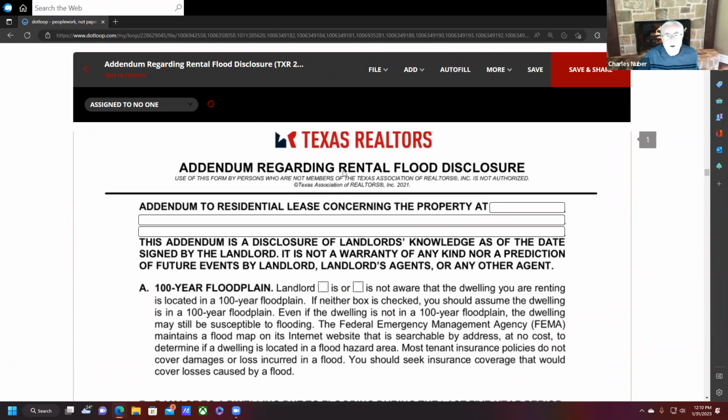Addendum regarding residential flood disclosure. So I told you about the flood disclosure. Here it is. The landlord, who is the buyer, is or is not aware that the dwelling you're renting is in a 100-year floodplain. Well, you would think that they would know. Hopefully it wasn't a cash deal where they just closed their eyes and nobody provided them any documents.